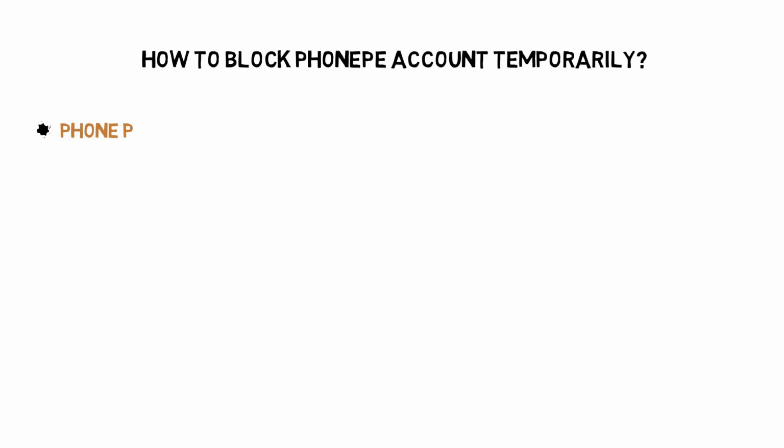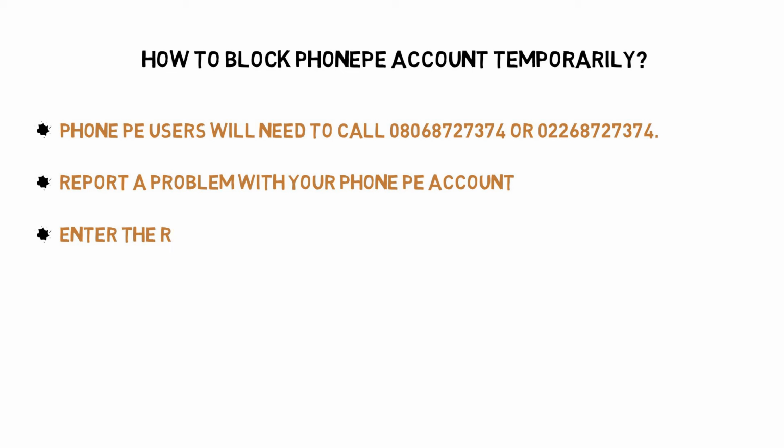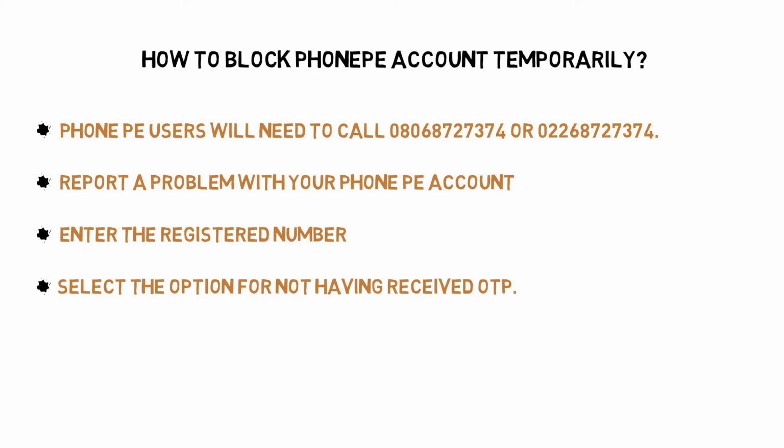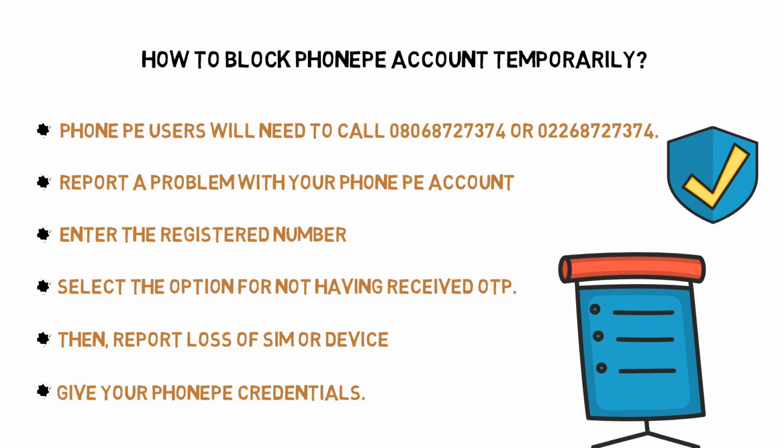Next, we will look at how to block your PhonePe account. Initially, you need to call the helpline number as before. Next, report a problem with your PhonePe number. Enter the registered number. Select the option for not having received OTP. Report loss of SIM or device. And you will be connected with a representative, who should help to block your PhonePe account.